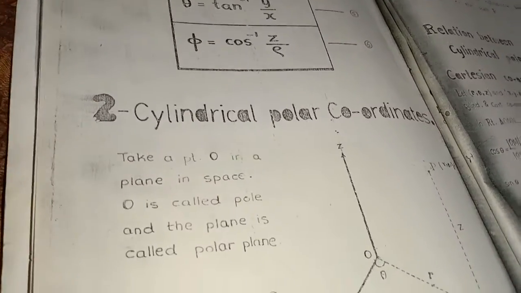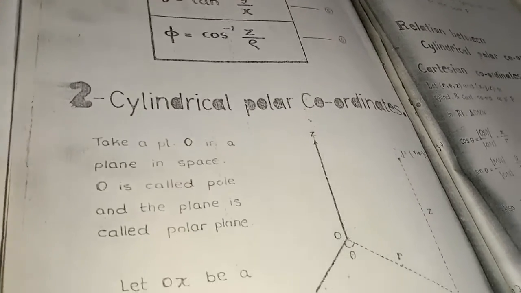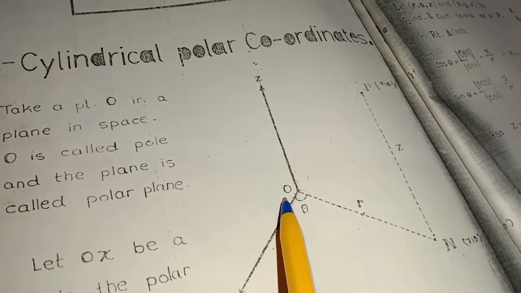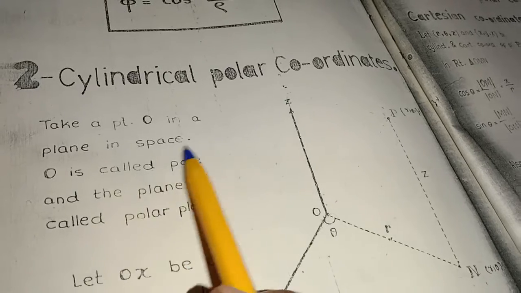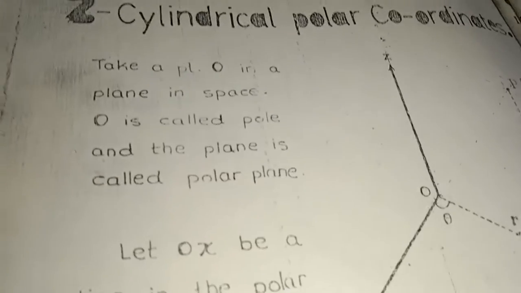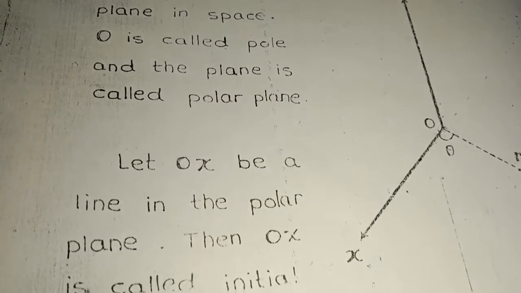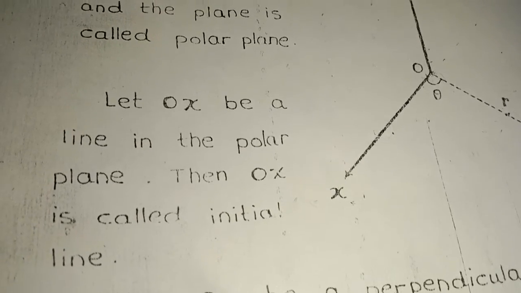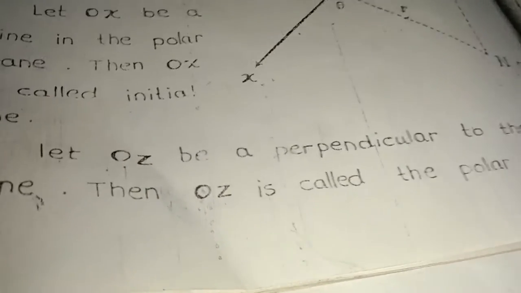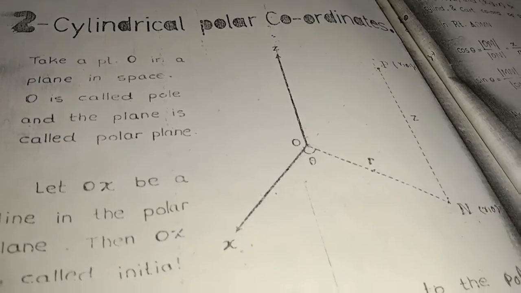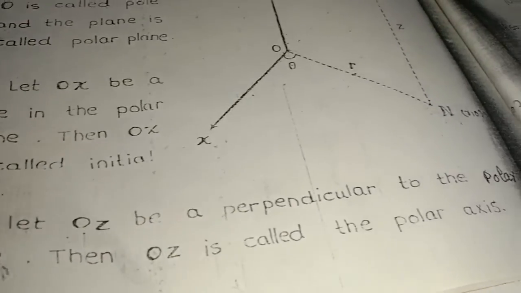Now here is about cylindrical polar coordinates. For this, take a point O in a plane. Here is point O in a plane in space. O is called pole and the plane is called polar plane. Let OX be a line in the polar plane, then OX is called initial line. Let OZ be a perpendicular to the polar plane, then OZ is called polar axis.